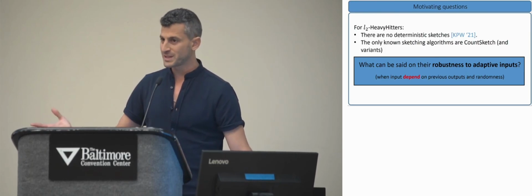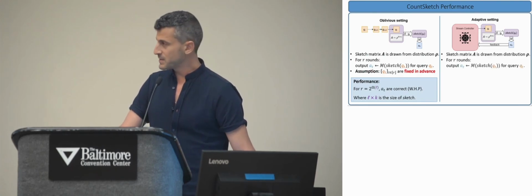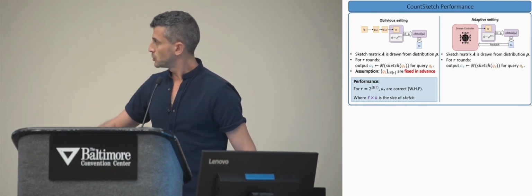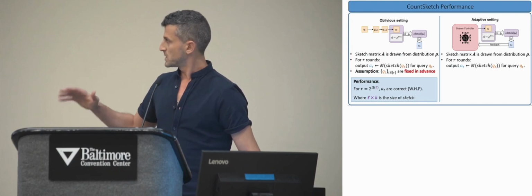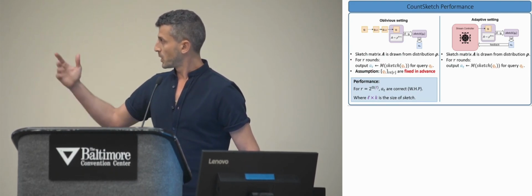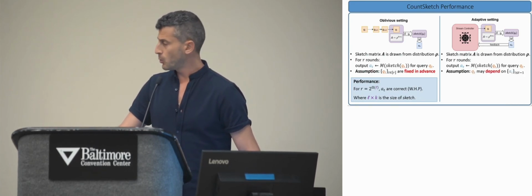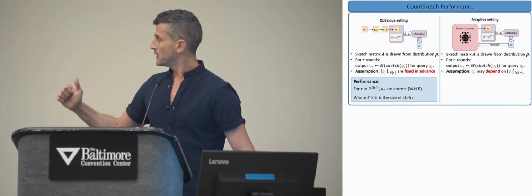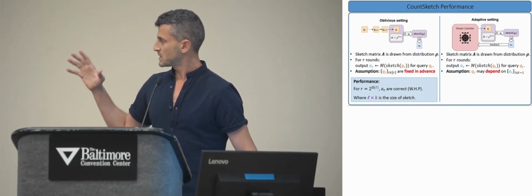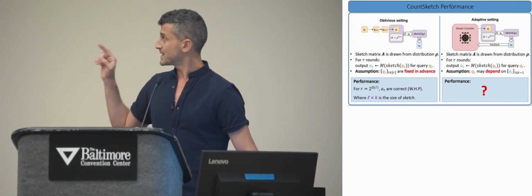So let's talk about the other setting, the adaptive setting. In the adaptive setting, the two points are similar: we still randomize the matrix in the beginning and have queries coming one by one in an online fashion, but now each query may depend on previous outputs. So this is the adaptivity here. And the question is, what is the performance in this setting?